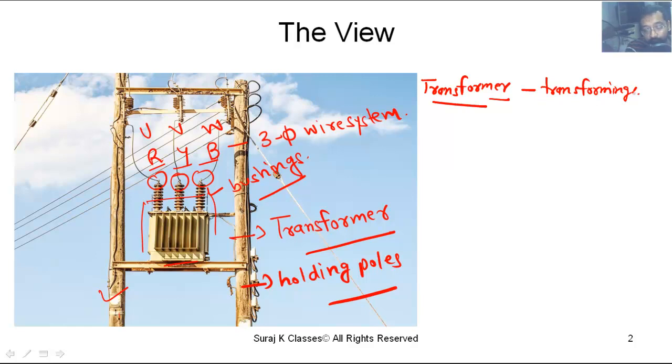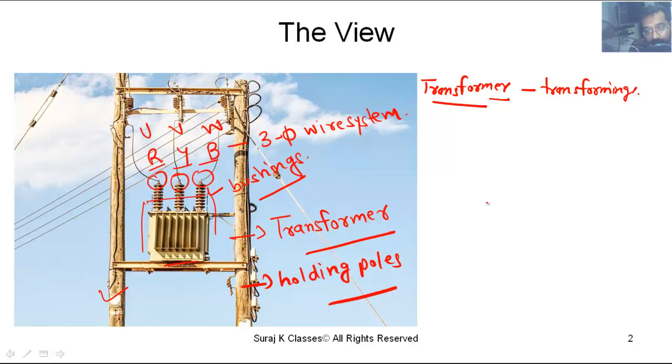Okay, this is a transforming device. It is absolutely a technical electrical device. There is no electronics involved in this. There may be a few parts of it, but it is almost purely an electrical device. Okay, so now I will tell you the scenario.